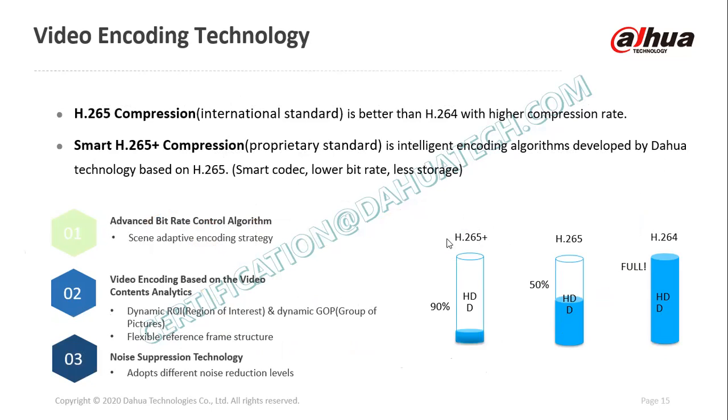So with H.265+, you can see it uses 10% of the hard disk, while H.265 uses 50% and H.264 uses more. So it's important you understand this information so that you know which compression to use for your hard disk. But the best is always to use the current one, which is H.265.